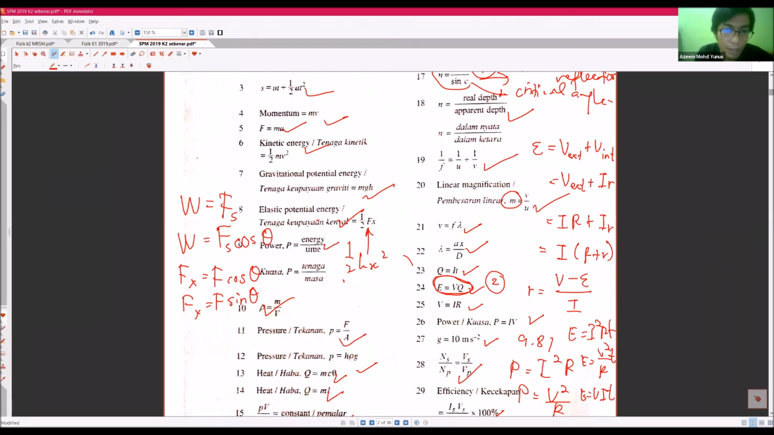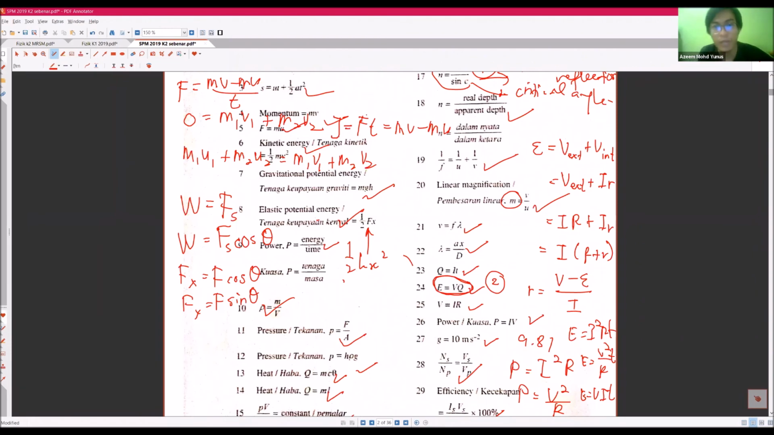Conservation of momentum, m1 u1 plus m2 u2, m1 v1 plus m2 v2, the expression is not given. What else? Yes, m1 minus m2 over m1 plus m2 is not given. The symbol for impulse in the new syllabus is J. What else? Impulse, weight is mg, not given. G equal to weight over m is gravitational field strength, also not given.